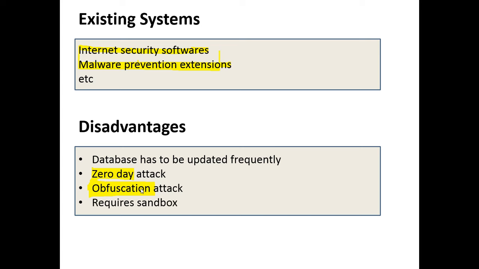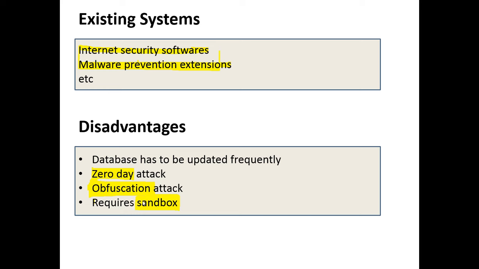And the fourth disadvantage of the existing system is that some of the solutions require a sandbox. The meaning of sandbox is a virtual browser. So what they're going to do is, you have a physical browser like Mozilla Firefox. If you install the plugin, it will also install the virtual browser, one more browser on top of it. Okay, we call it a sandbox.